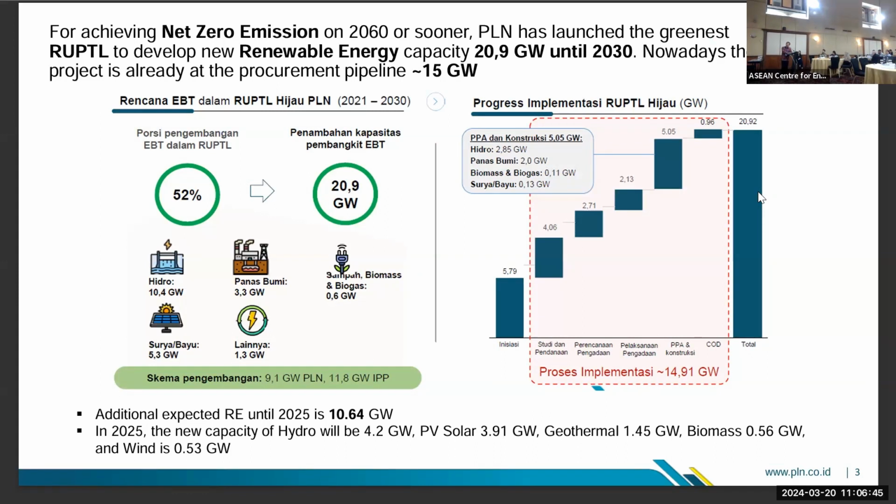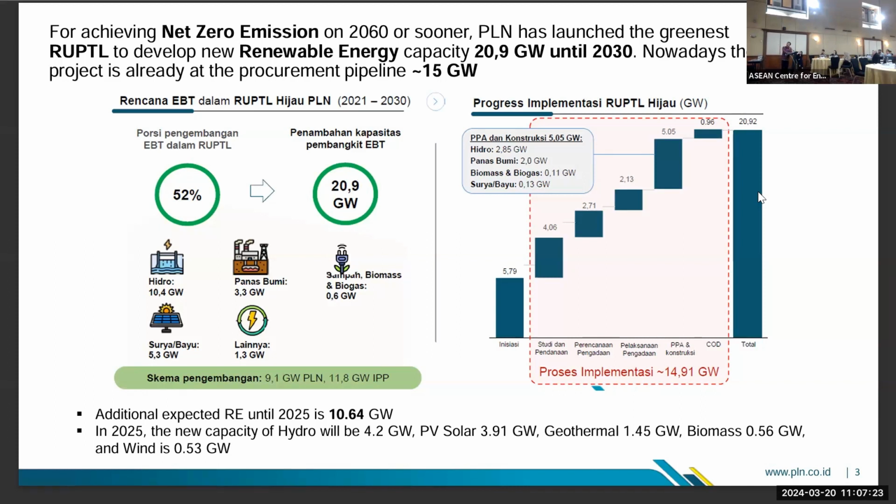The composition, more than half is hydro. We would like to build hydro 10.4 gigawatt. The thermal, panas bumi, sorry, some of my presentation is still in Bahasa. Geothermal 3.3 gigawatt, VRE 5.3 gigawatt, bioenergy only 0.6 gigawatt, and hybrid is about 1.3 gigawatt. That is the update at the end of last year.